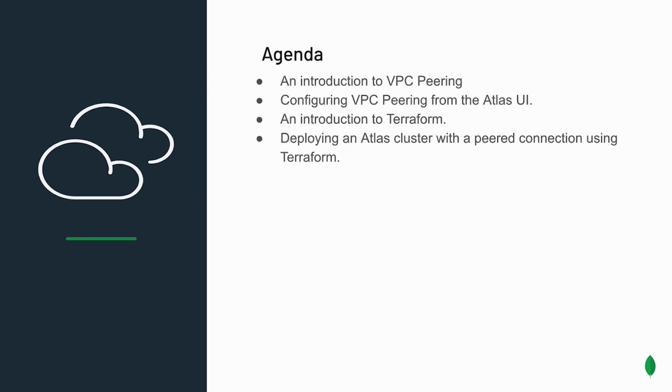We're going to first have a look at what a VPC is. We're going to have a look at why you'd use a VPC. We're going to explain VPC peering and why we'd want to use VPC peering. Then we're going to jump into the Atlas UI and the AWS console, and we're going to configure a peering connection from Atlas to AWS.